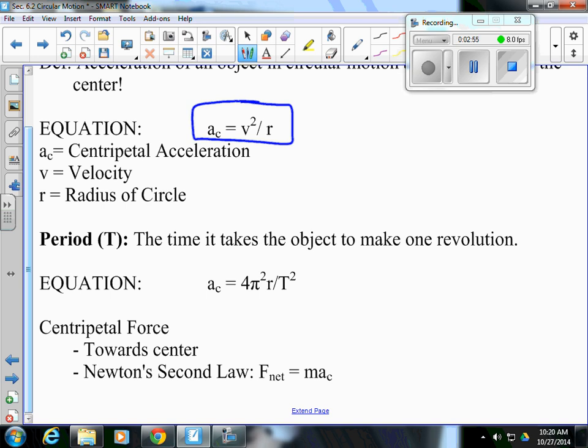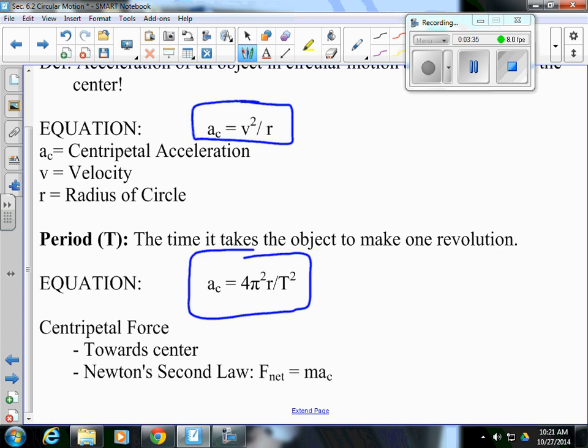If we have information pertaining to the period, we can use a second equation for centripetal acceleration, which is AC is equal to 4 times pi squared times r, divided by t squared. The only things that are squared are the pi and the t. So it's 4 times pi squared times r divided by t squared. Pi is a given, r is the radius of your circle or your loop, and t is the amount of time it takes to finish that loop.